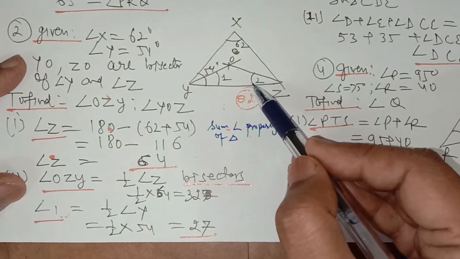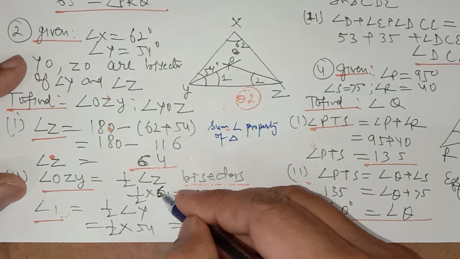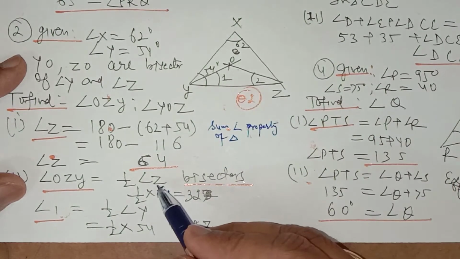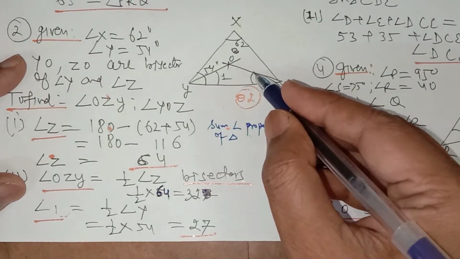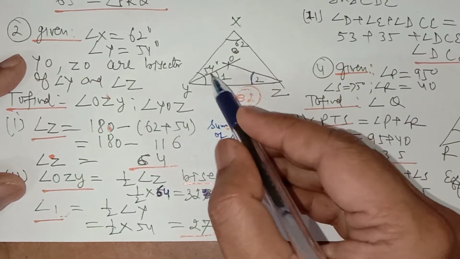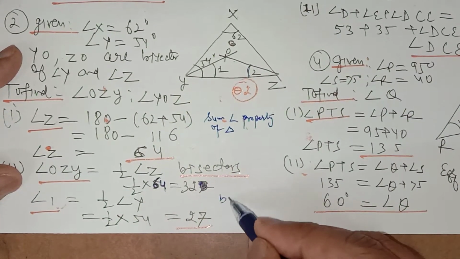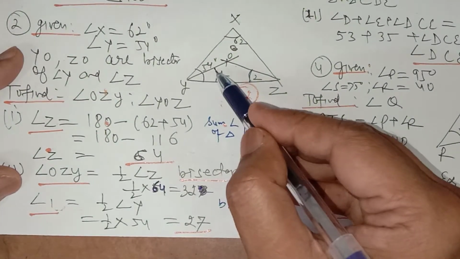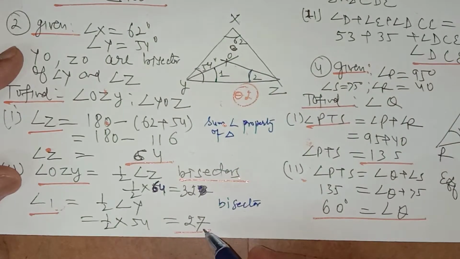Now angle 2 will be half of angle Z. It is given that this is a bisector. So half of angle Z, that is half of 64, will be equal to 32. This is the angle 2. And angle 1 is half of angle Y, because again it is given as the bisector. Angle 1 will be half of Y. 54 divided by 2, you will get 27.